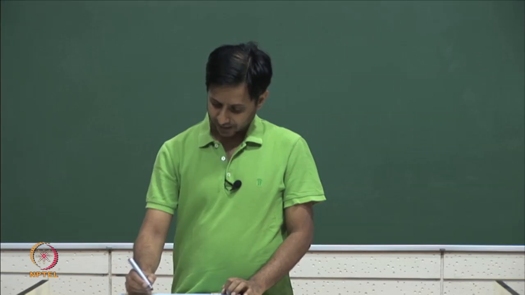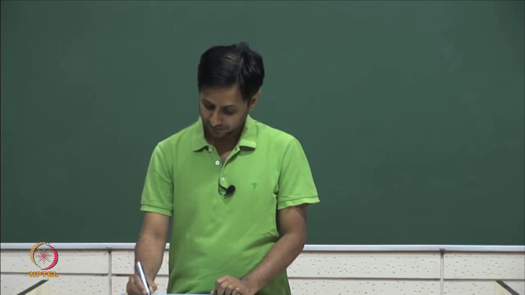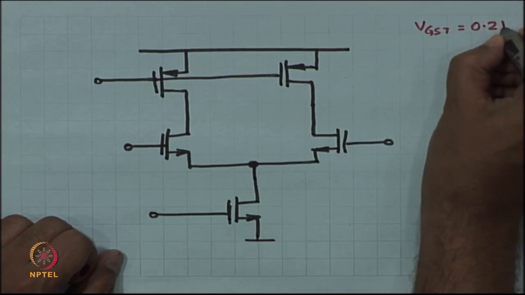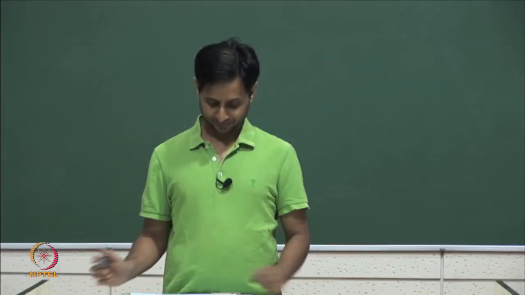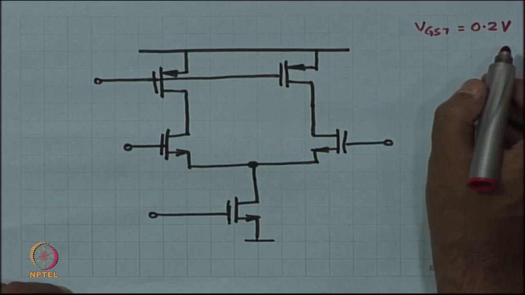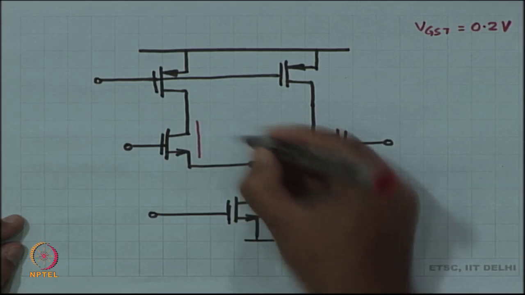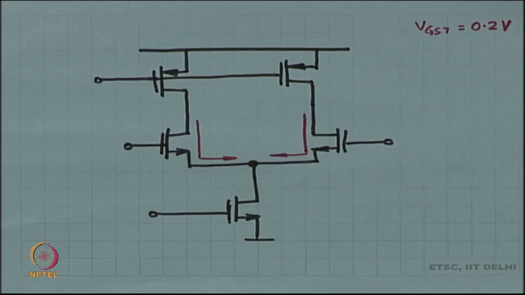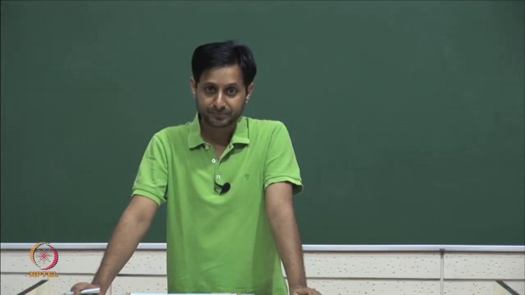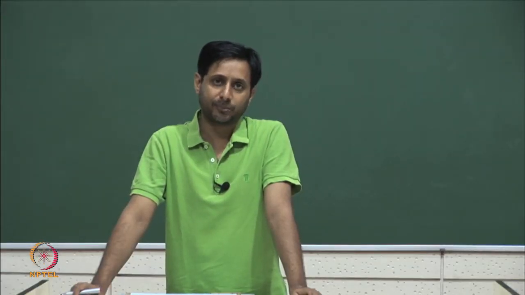Let us say I want to keep VGST as 0.2 volts. And let us say ordinarily the W by L of the devices is such that for this VGST of 0.2 volts, the current through this particular device, how much do you want to keep it? K times 0.04, K into VGST squared. Let us keep it at, you know what, 100 microampere, 0.1 milliampere. So, K times 0.04 is 0.1 milliampere.